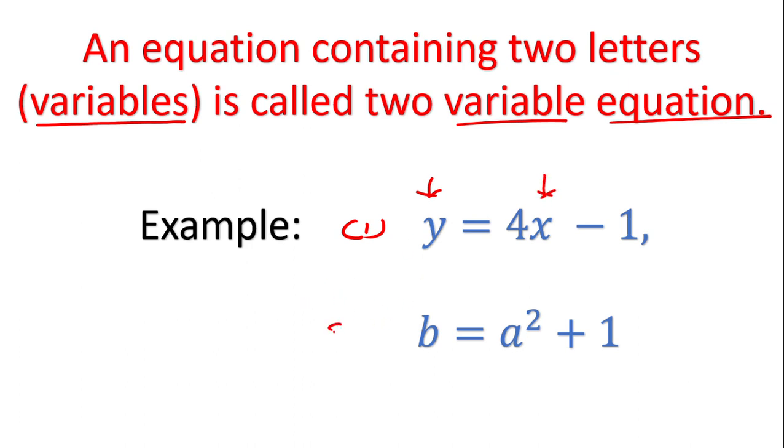And in the second example, if you see, b is equal to a square plus 1. Here what variables have I used? b is one variable and a is another variable. So these are all examples of a two variable equation. So remember that any equation in which you see two variables or two letters is called a two variable equation. Now we'll see something more in detail about the equation.